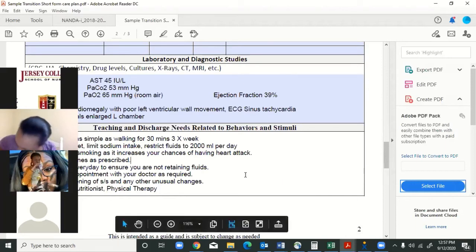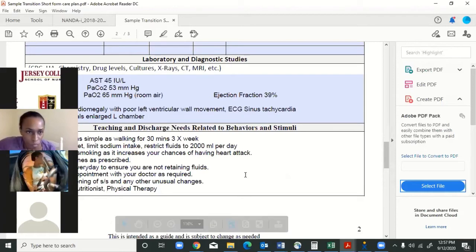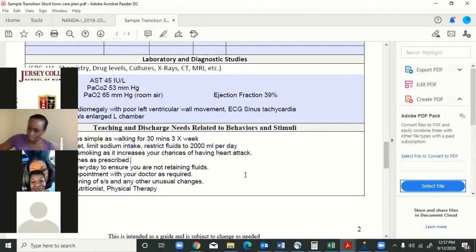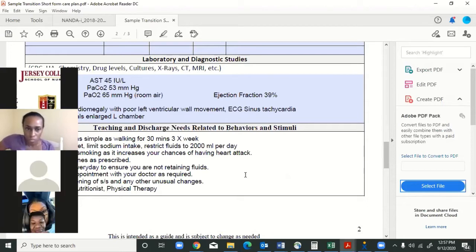What else? Any blood cultures, any x-rays, any CT scans, any MRIs that might show any abnormalities. How about a UA? Am I going to get a UA on my patient in renal failure? Yeah. Sometimes I can, sometimes I have to get it other ways because a lot of times these patients don't produce urine, but some do.